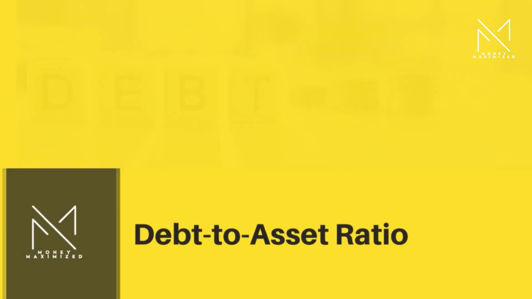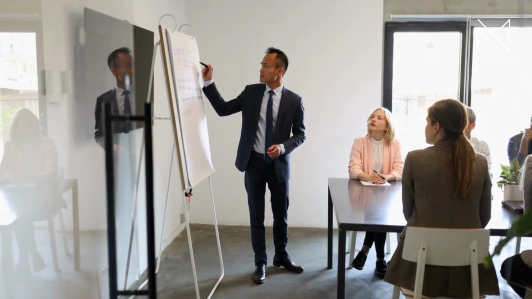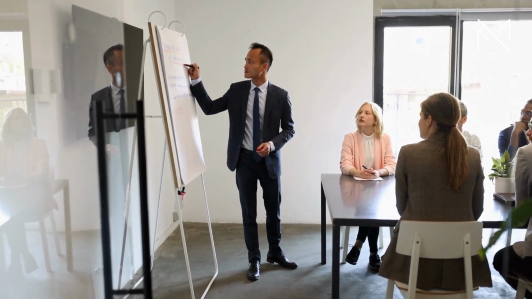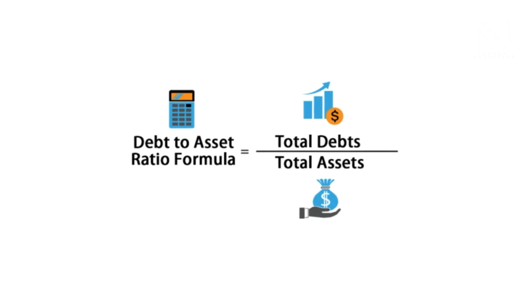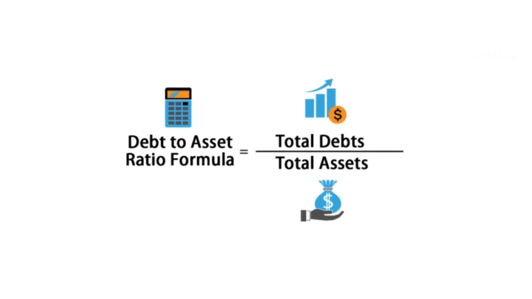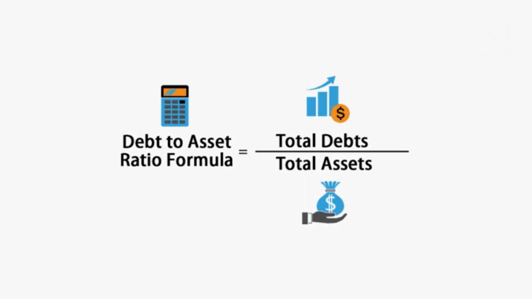Today, we are going to talk about debt-to-asset ratio. The debt-to-asset ratio is a financial metric used to assess a company's financial leverage and risk. It is calculated by dividing a company's total debt by its total assets. Here's a breakdown of the key components.